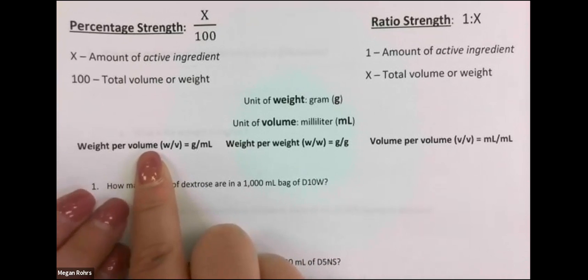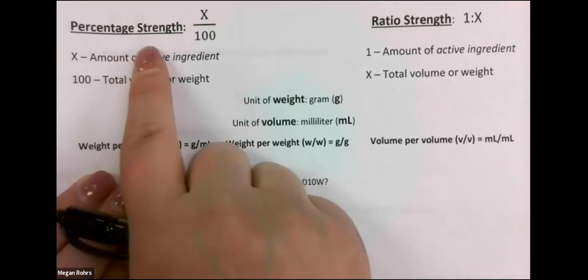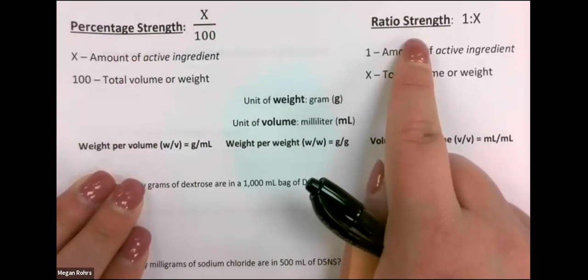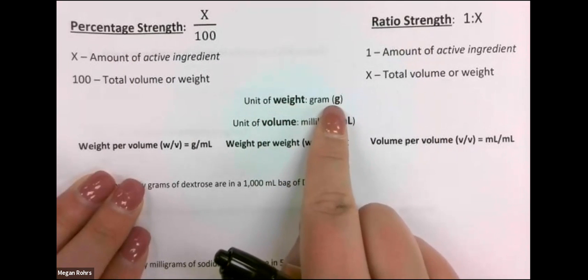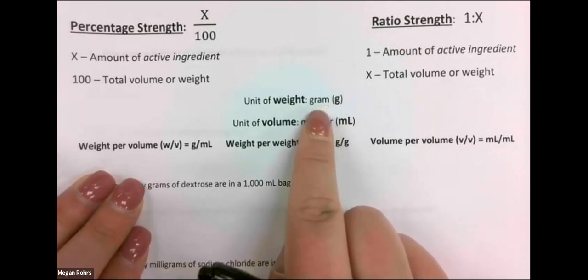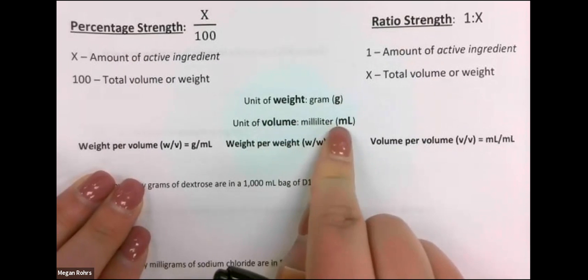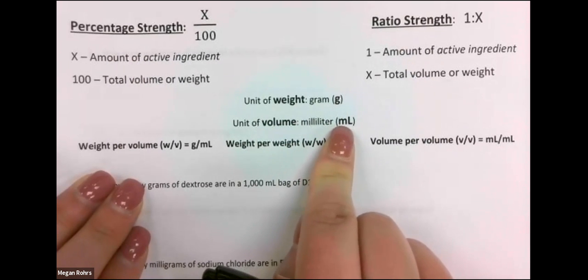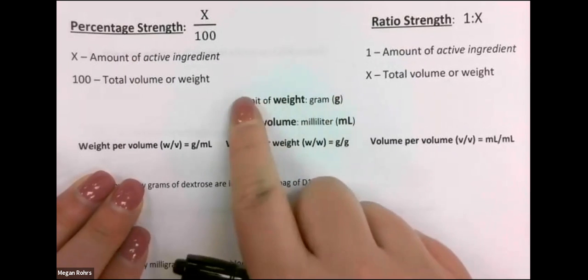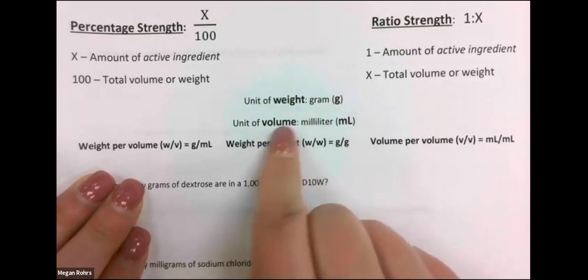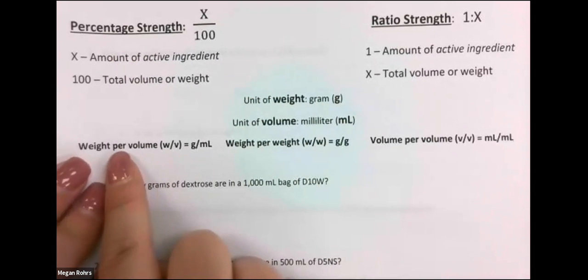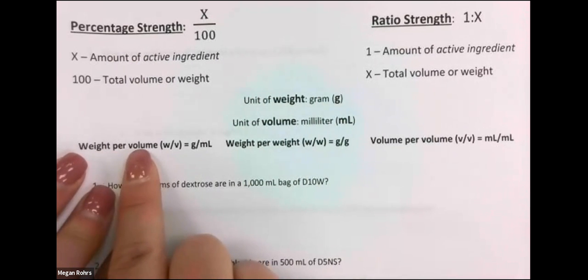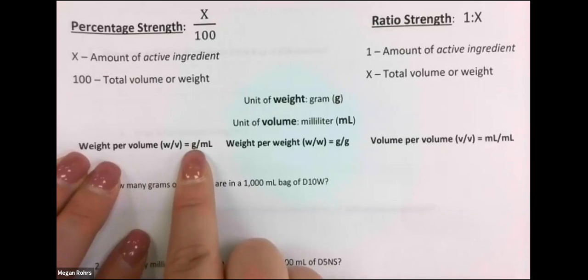So in this case, anytime we're dealing with percentage strength or ratio strength, the unit of weight that we're going to be using is always grams. The unit of volume is always milliliters. So this is a rule that you have to remember. Weight is grams, volume is milliliters. So for this case, if we had a weight per volume, that would be grams per milliliter.